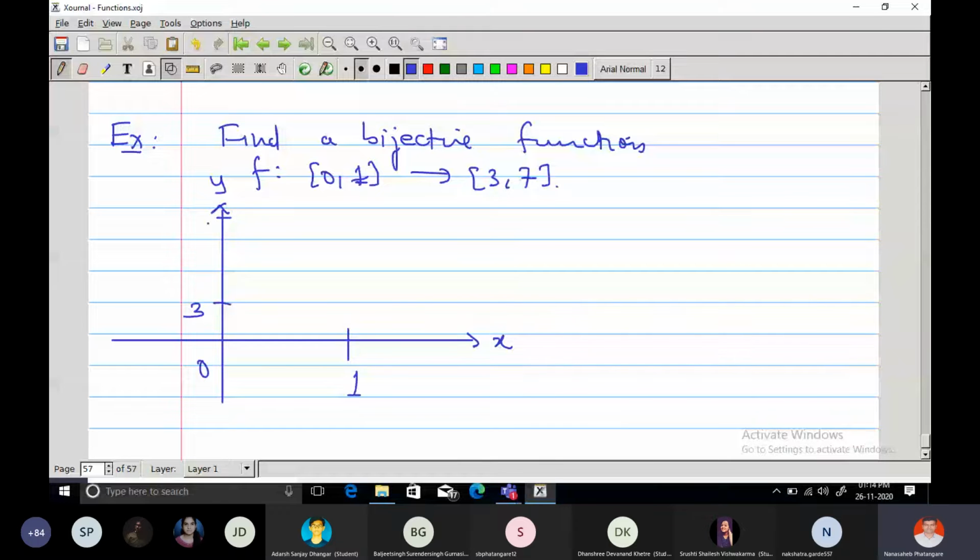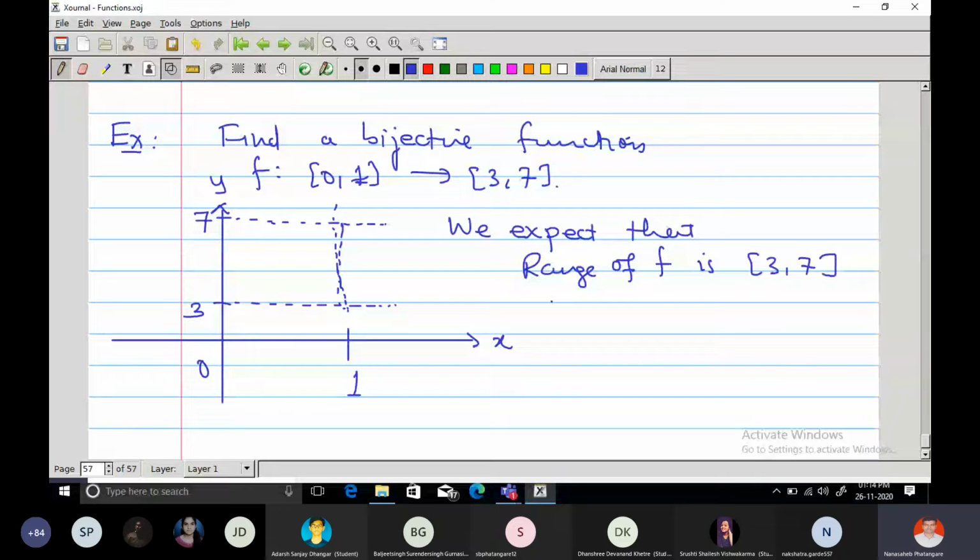Suppose we are able to find a bijective function from [0, 1] to [3, 7]. How will the graph be? Linear. Right. So we expect that the range of f is [3, 7], and f is 1-1. We want a bijective function, which means the function should be 1-1, and the range of the function should be the codomain [3, 7]. Right. This is what we expect.